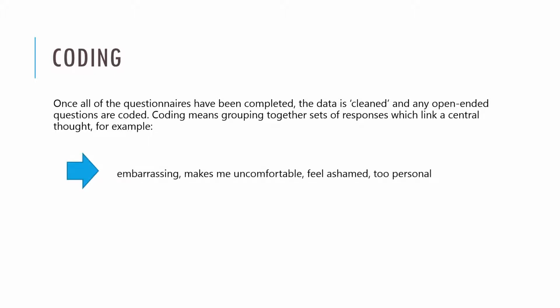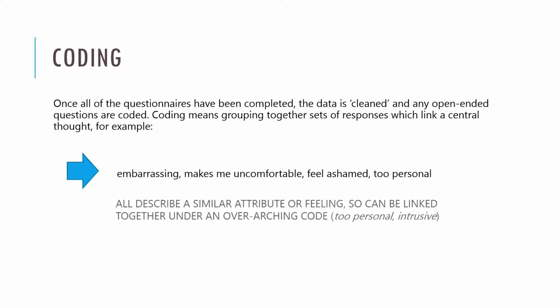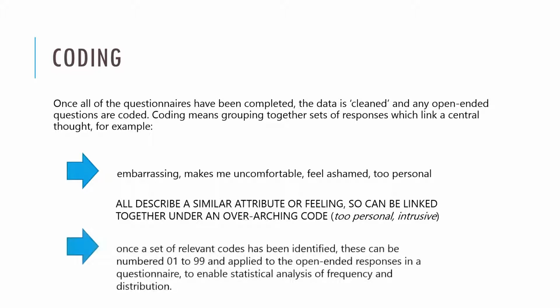For example, these are potential responses to a question, which could include: it's embarrassing, makes me uncomfortable, I feel ashamed, it's too personal. They all describe a similar attribute or feeling, so they can be linked together under the one overarching code for data analysis purposes. In this case, we could call that code too personal, intrusive. Once a set of relevant codes has been identified, these can be numbered from 01 to 99 and applied to the open-ended responses in a questionnaire to enable statistical analysis of frequency and distribution.